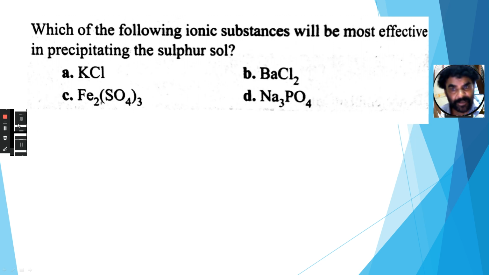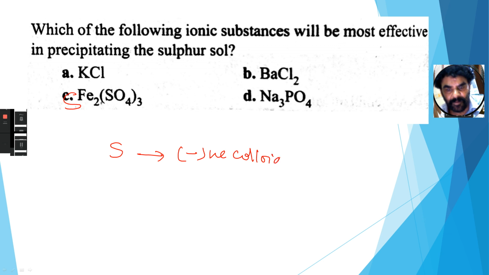Which of the following ionic substances will be most effective in precipitating the sulfur sol? Sulfur is a negatively charged colloid. All will cause the coagulation, but which is the effective ion? That is the cation.